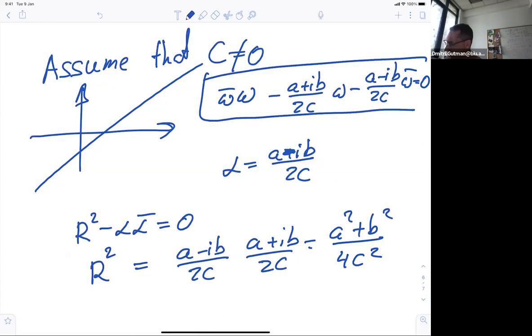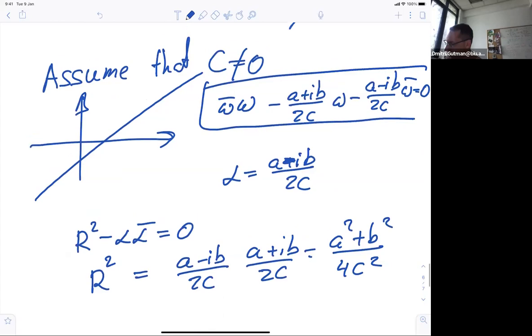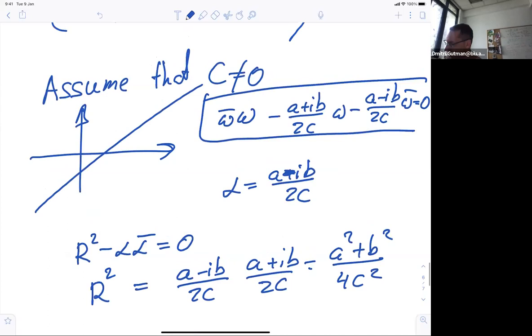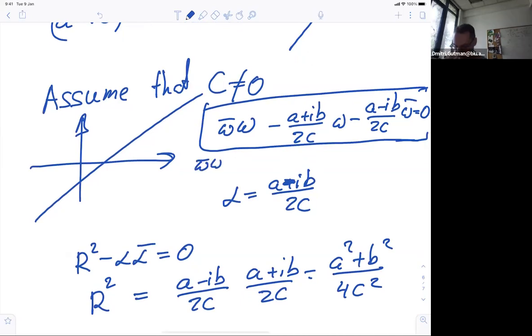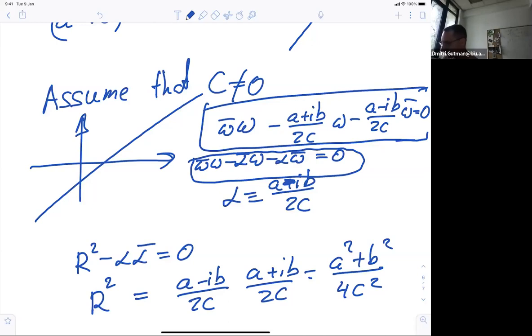Okay, let me do it slowly. I'm writing here w w bar minus alpha bar times w minus alpha w bar equals 0. Using the notation I just defined, I'm calling alpha the coefficient in front of w bar. So this is an equation in terms of w on the complex plane. So far, so good? Yes.